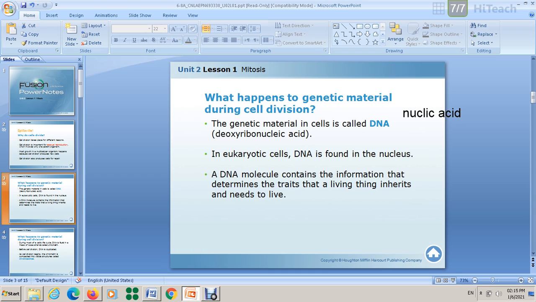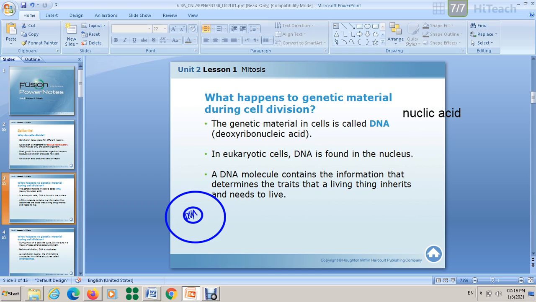Now, as you know, for a eukaryotic cell, this DNA exists where? In the nucleus. For example, this is the cell. Inside the cell, for eukaryotic cells, we also have the nucleus. What is the thing inside the nucleus? It is the DNA, the genetic material.